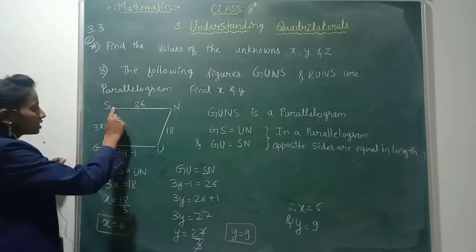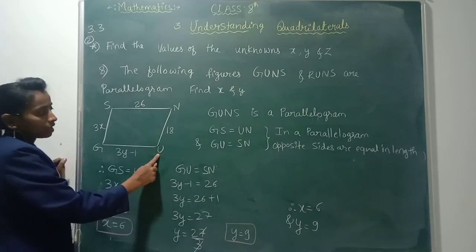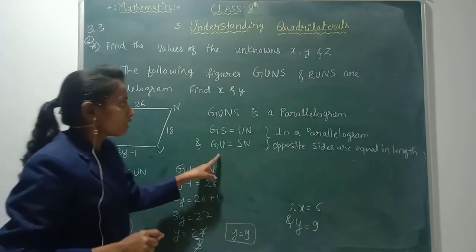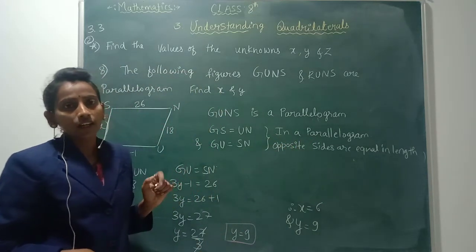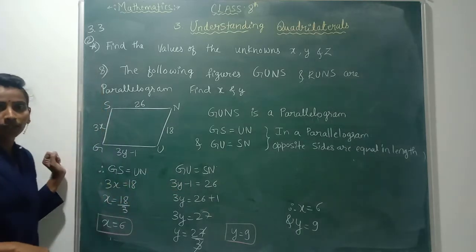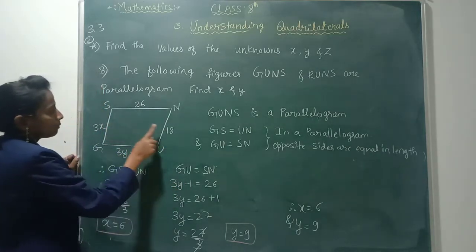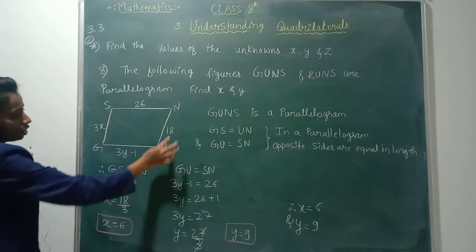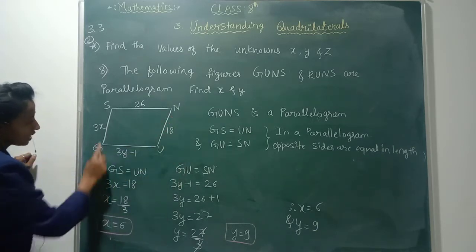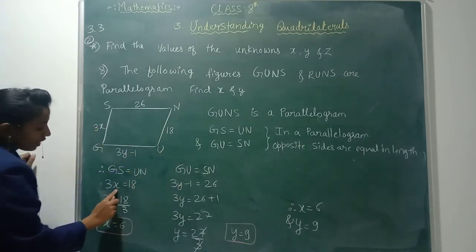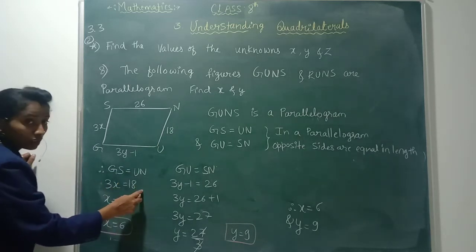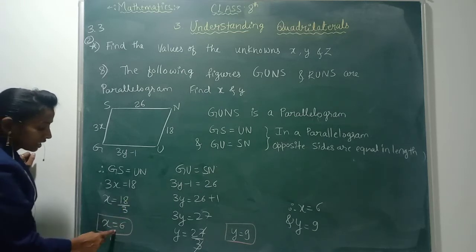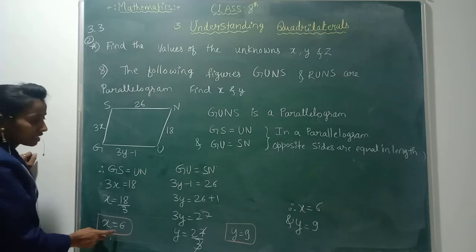I have written GS is equal to UN or NU and GU is equal to SN because in a parallelogram opposite sides are equal in length. That we have proved in a property. So in a parallelogram opposite sides are equal in length. So GS becomes equal to UN. So GS we have 3X, UN we have 18. We find X value. We are transposing 3 to the RHS side, it becomes the denominator. So 3 ones are 3, 6 is 18, means X value we got as 6.